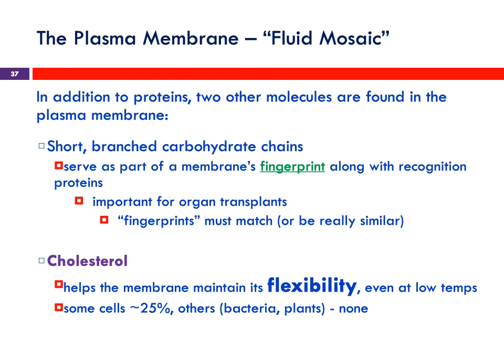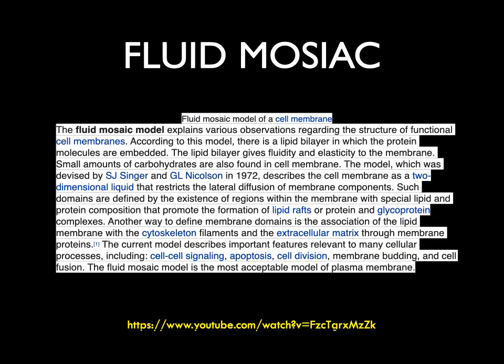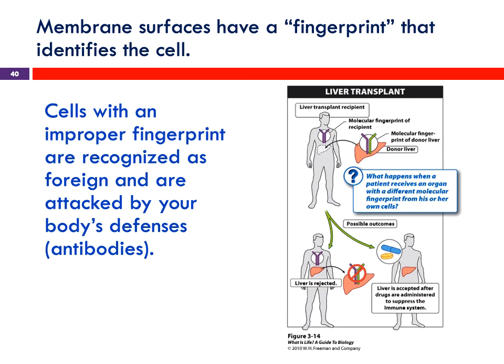The plasma membrane acts as a fluid mosaic, meaning that things can move around. Cholesterol is important because it helps maintain the flexibility of the membranes. For your fluid mosaic, imagine the surface of a lake where the heads and tails are in constant motion and the proteins bob and move around, and there's a structure that you'll see that's a lipid raft, and it's like a sailboat. There's some more detailed information.